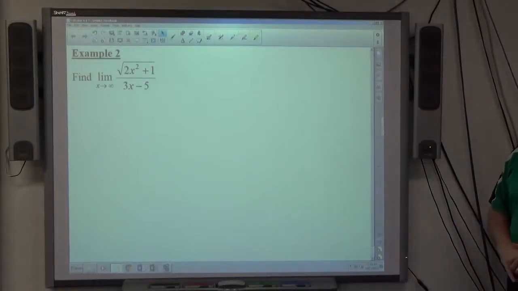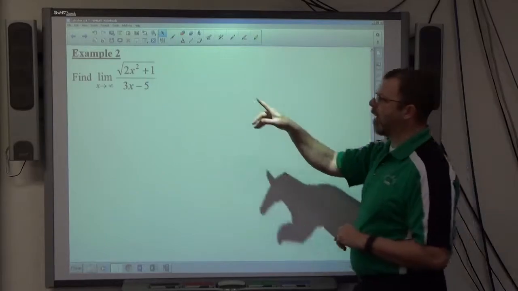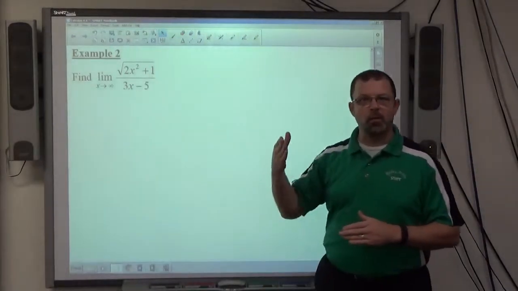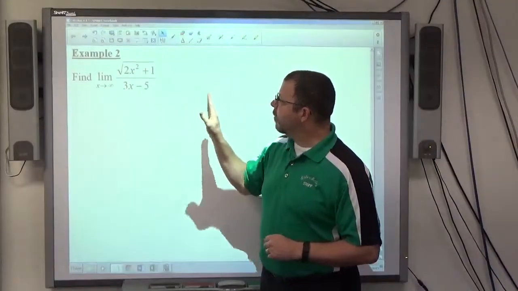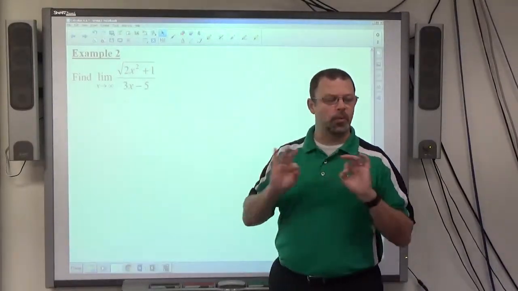Find the limit as x approaches infinity of the square root of 2x squared plus 1 over 3x minus 5. Now this one is similar, but we have the radical this time. And we're supposed to multiply by 1 over the highest power of x in the problem. Now, when you start seeing radicals, we're not allowed to take the square root of individual pieces of a radical.